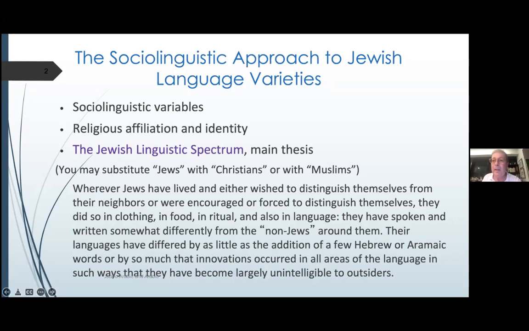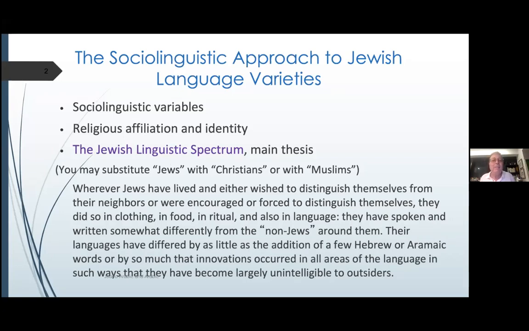And our main thesis, let me move this around so it'll be easier, and I'll read it with you. Our main thesis: wherever Jews have lived and either wished to distinguish themselves from their neighbors, or sometimes were encouraged or even forced to distinguish themselves, they did so in clothing. So we all know that if we walk with a kippah, we make a statement, right? Or when Jews were forced during the Second World War to wear a yellow triangle, it was clear that they wanted to distinguish themselves. So we distinguish in clothing, in food, in ritual, but also in language.